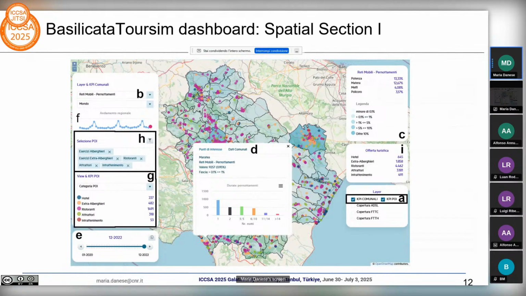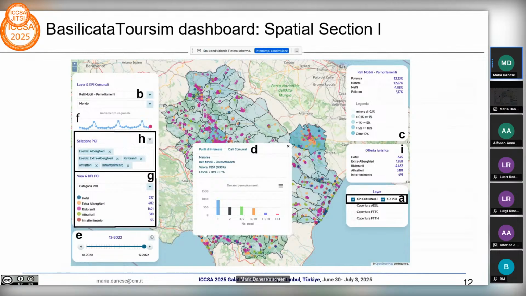In the top left panel, users can select the indicator and tourist origin, national, international, or total, using a drop-down. In the top right panel, the system shows the top 4 municipalities and the legend of the selected data. Clicking on a municipality opens a window showing its name, data values, class, and the monthly and daily histogram for overnight stays.